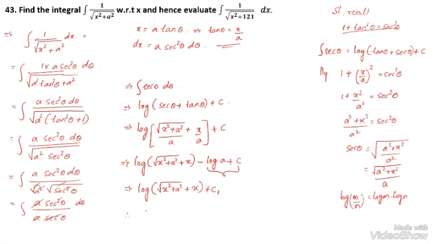That is, integration of 1 divided by root of x squared plus a squared is equal to log of root x squared plus a squared plus x plus some constant c. This is the solution, the proof of the integral. Now evaluating this result.